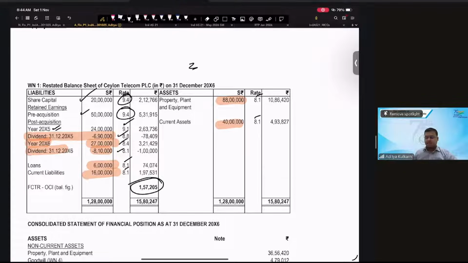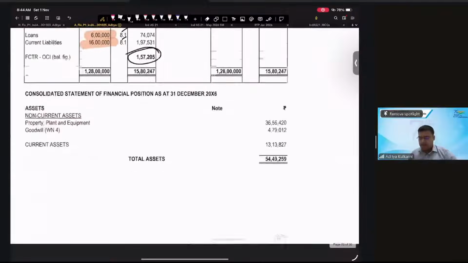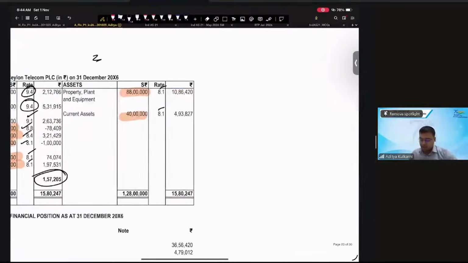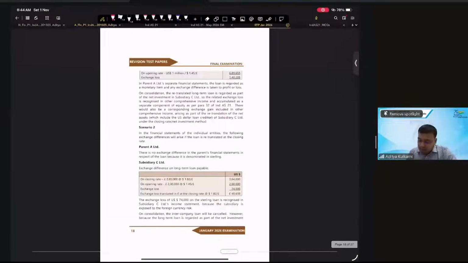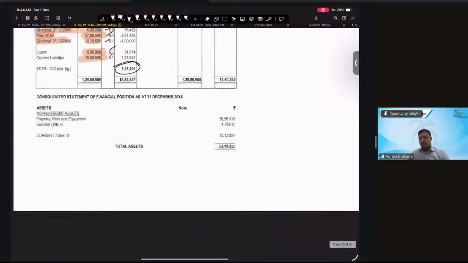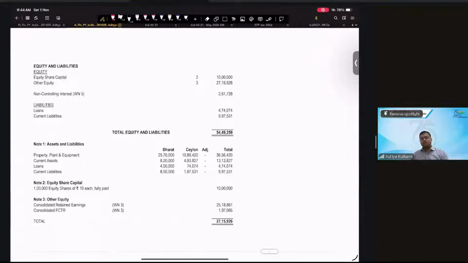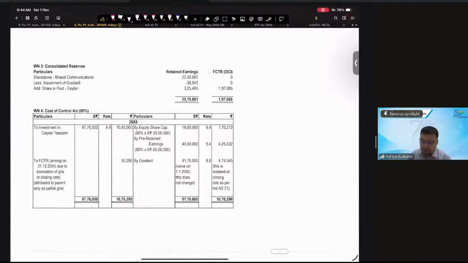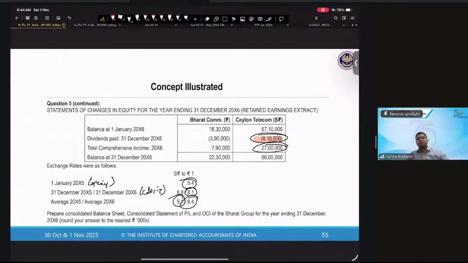Okay, so 1,57,000 your FCTR gets created, and that is a post acquisition reserve. With this, I will leave this question, because beyond this it will be the domain of consolidation. Let them take you through, then you can probably come and visit this. Is it okay? So up to here this was about Ind AS 21. Next.